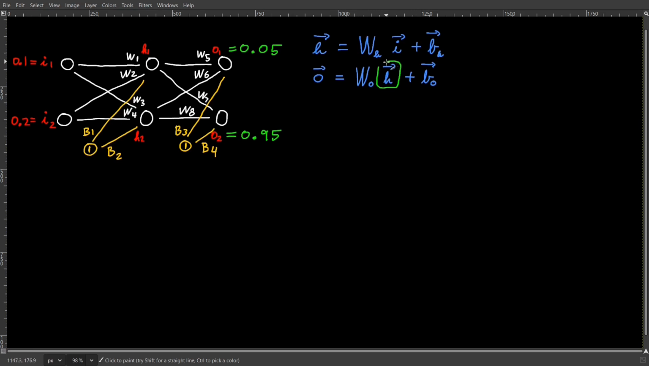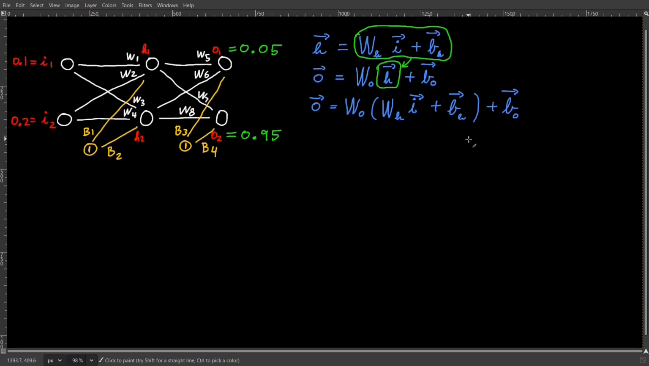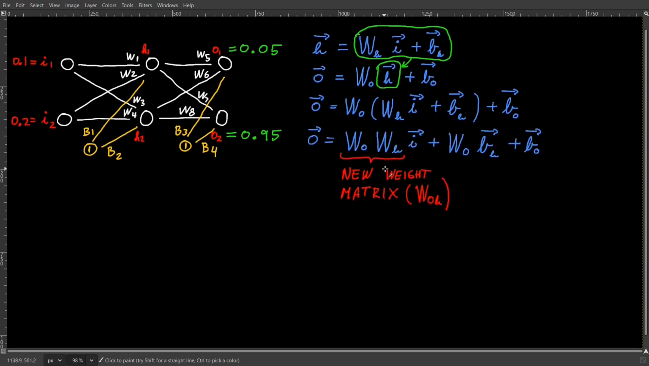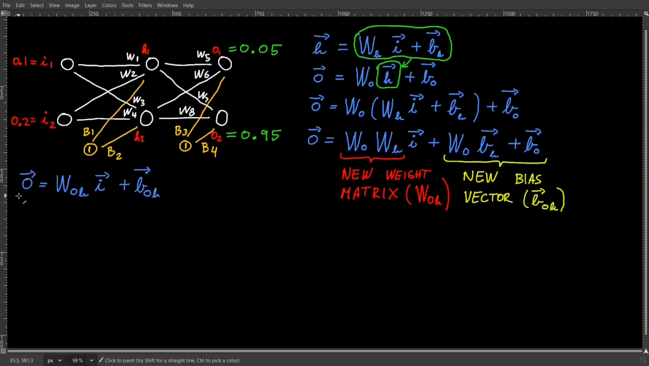If we now substitute this H vector with this expression, I will have this result. If I expand it, I will have this result. This will be our new weight matrix that we can call like this. Then this will be the new bias vector that we can call like this, BOH. It means that we can write the output vector as a function of the input vector directly.